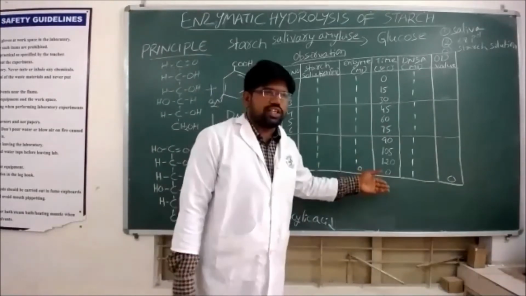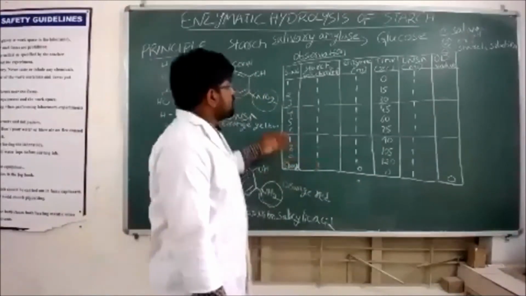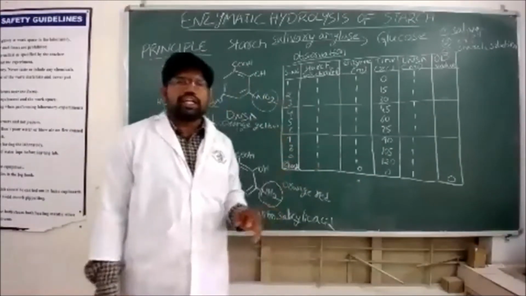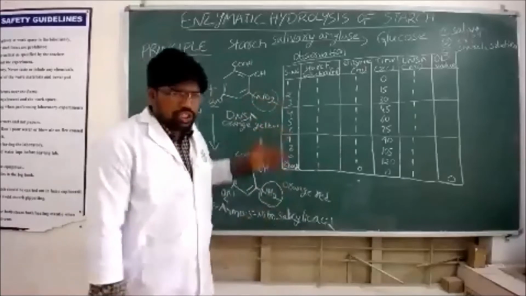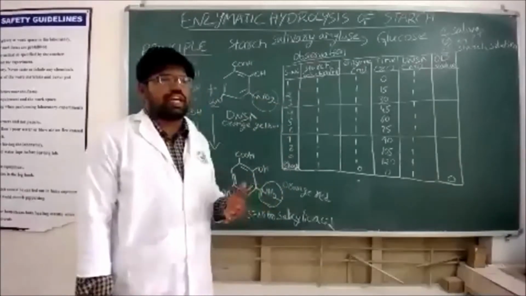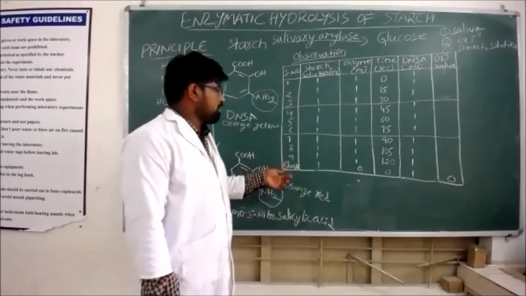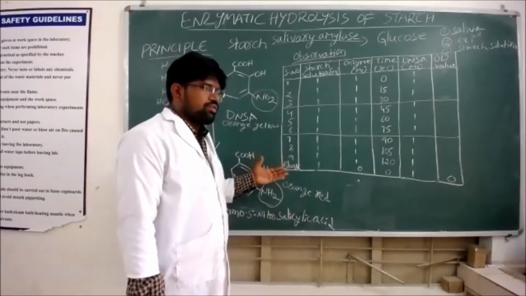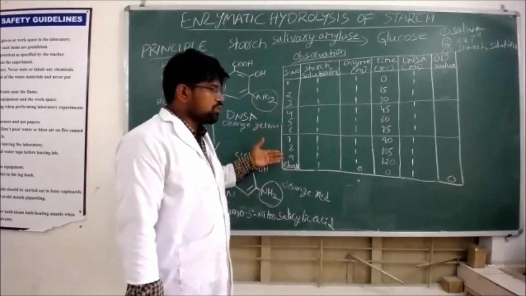Third one is the DNS reagent. So now see the process. The very important step is to take 10 test tubes and label them as 1, 2, 3, 4, 5, 6, 7, 8, 9, and a blank. So in total take 10 test tubes, label one as blank, the remaining as 1 to 9.